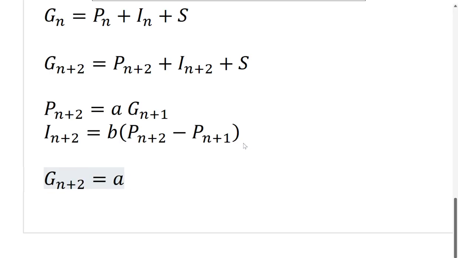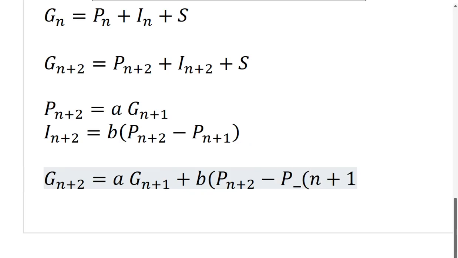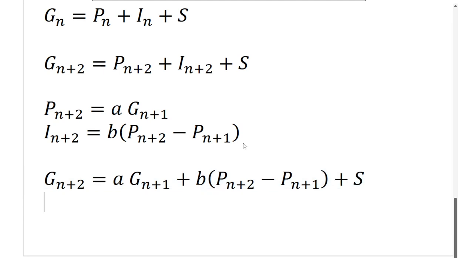So that's A, g n plus 1. That's replacing the P n plus 2. And then b by P n plus 2 minus P n plus 1, plus s. Don't forget the plus s.